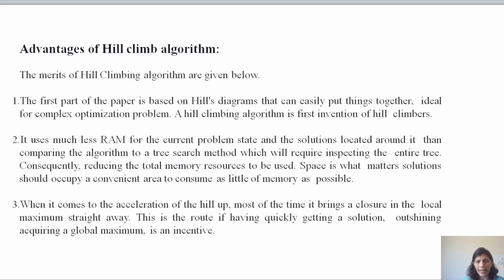When it comes to acceleration, hill climbing most of the time brings us closer to a local maximum straight away. This is the route if we want to quickly get a solution rather than acquiring a global maximum. Now, the advantage means we will get the optimal solution. We will not get randomization. If we use the same algorithm again, we will get the same solution. This is the optimal and the greedy solution also.